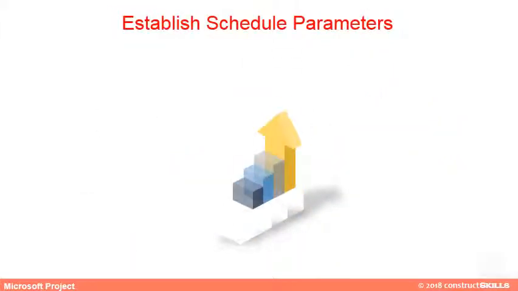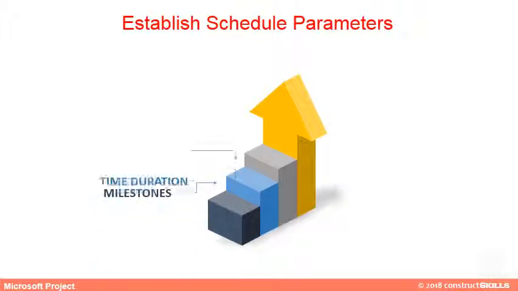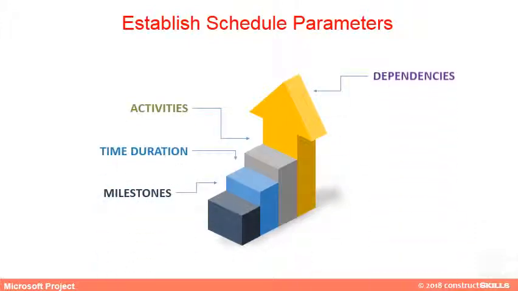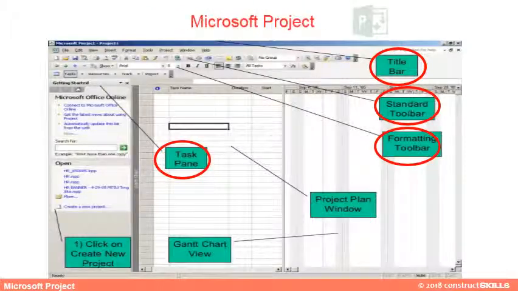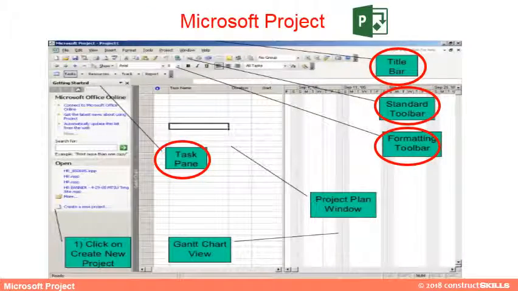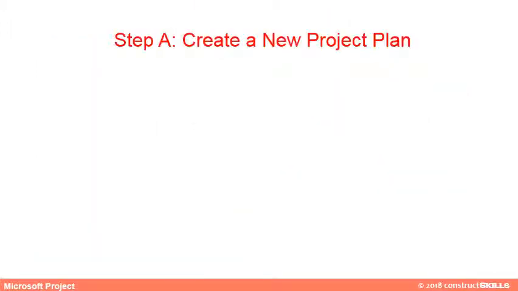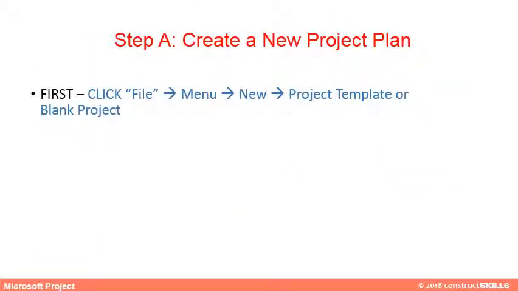For establishing schedule parameters, some of the important considerations are as shown. As shown in the figure, this is the window of MS Project. It includes different components like task pane, standard toolbar, title bar, formatting toolbar, etc. The first step is to create a new project. Select File, Menu, New Project Template or Blank Project.